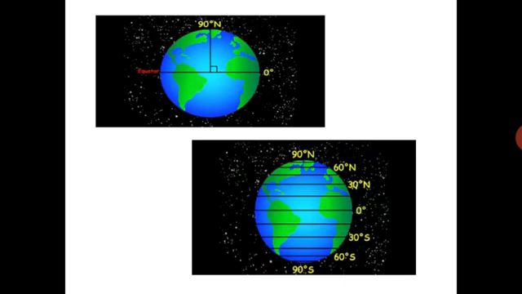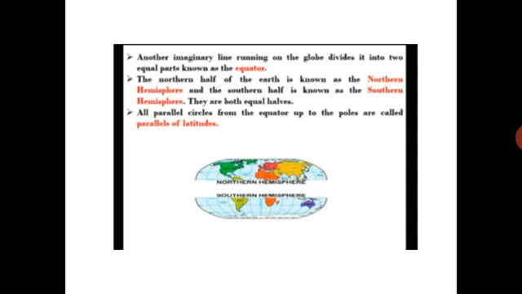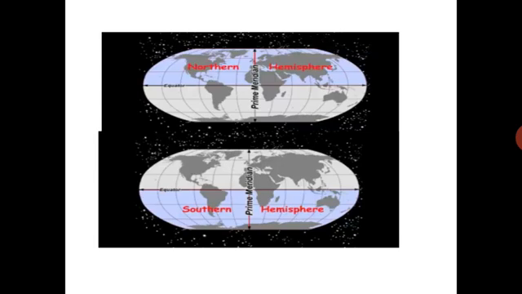Then another imaginary line running on the globe divides it into two equal parts. It is known as the equator. The equator divides our Earth into two parts, known as the northern hemisphere and the southern hemisphere. See now, this is the northern hemisphere and then the southern hemisphere, with the equator line in the center.